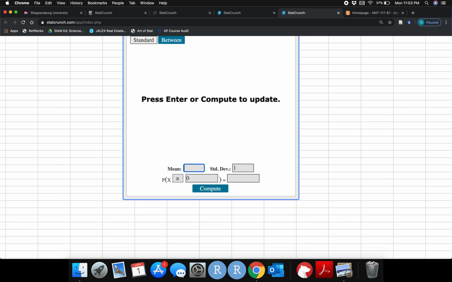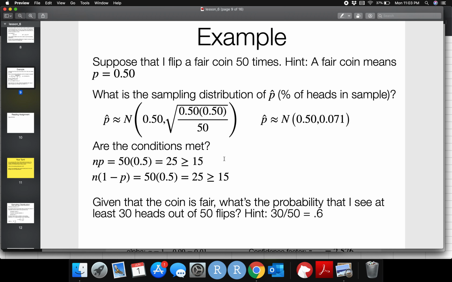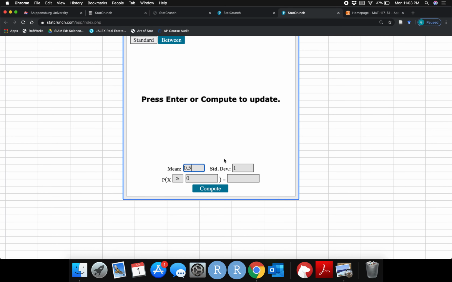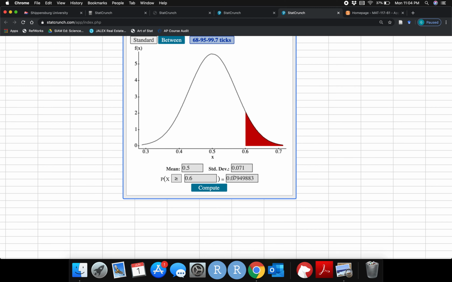The mean of my normal distribution was 0.5, and the standard deviation was 0.071. That's my normal distribution, and I'm looking for the probability that x is greater than or equal to 0.6. When I compute that, I get 0.08, or around an 8% chance that that will happen. So that's the first example.